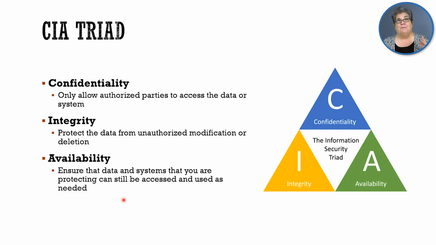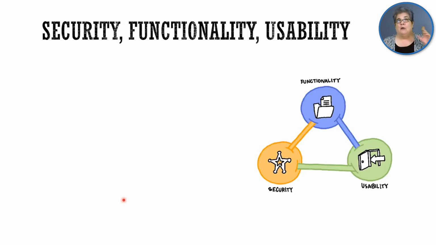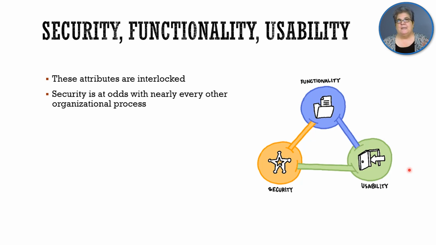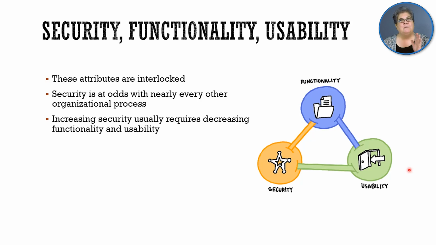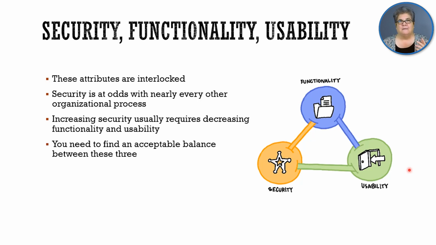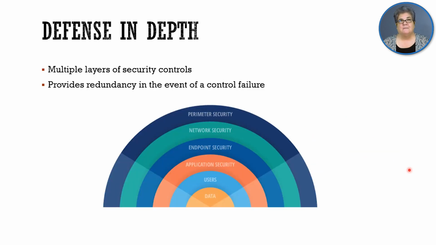You know, the problem, of course, with security is that it's always in a tug of war. You've got security versus functionality, security versus ease of use, security versus learning curve. You've got to have a balance between security, functionality, and usability. These attributes are interlocked, and security is always going to be trying to take away from everything else. The more you increase security, the less you can do the other things. You're going to have to find the acceptable balance between the three of these.